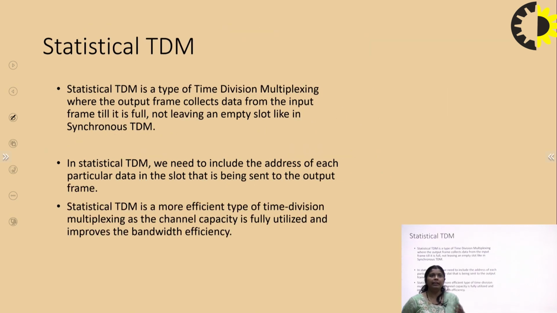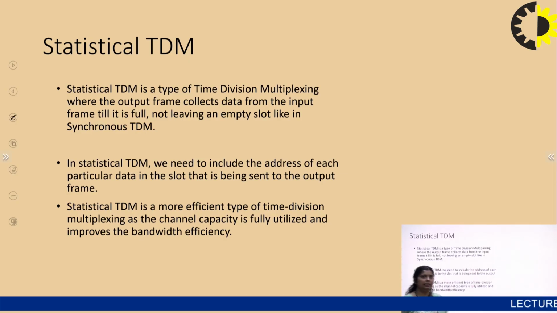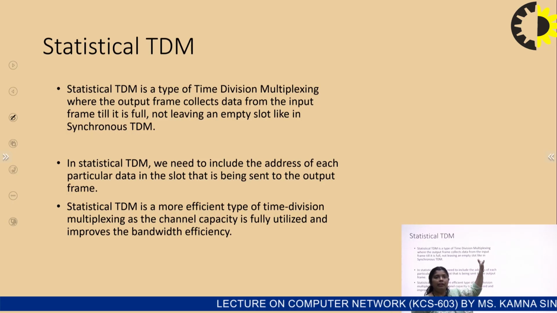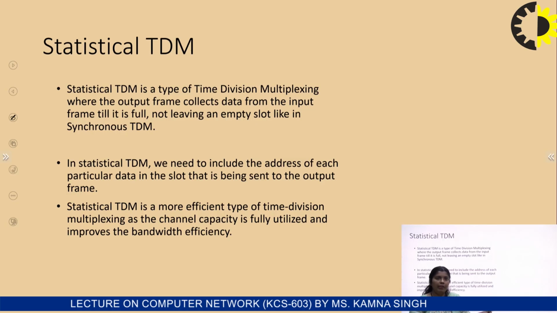So that's where there is a term, asynchronous TDM, asynchronous or the statistical TDM. Statistical TDM is again time division multiplexing, where the output frame collects data from the inputs until it is full. When it is full, then the next slot will be there. There are no restrictions on assigning time slots to the different stations.